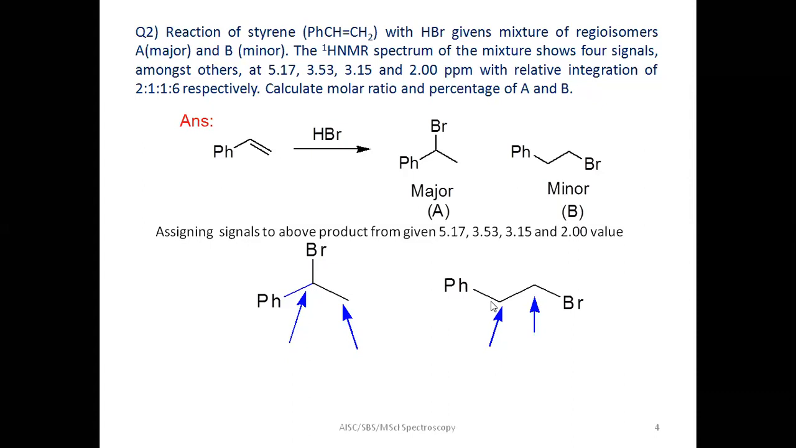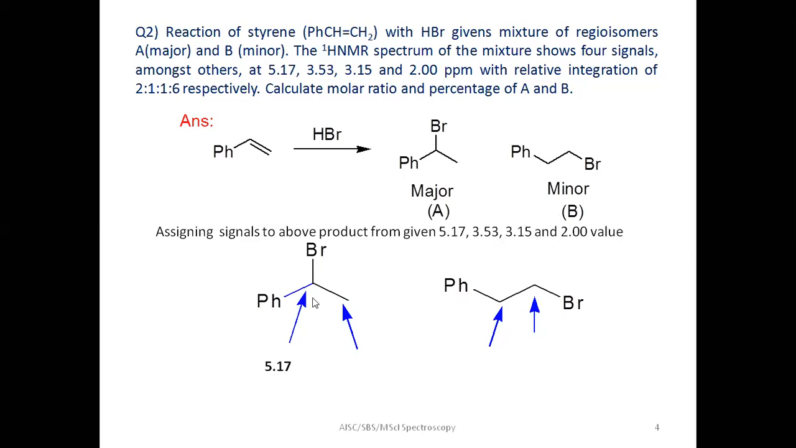Now in the other case, one CH2 is attached to aromatic and the other CH2 is attached to Br. If it is attached to Br, its value is in the range of 3 to 4 delta, and it is also attached to Ph. If CH2 is attached to Ph, its value is more than 3.4 delta. So definitely 2.00 is not in the second, minor product, it is going to CH3, and the other two values go to CH2 and CH2. Bromine is withdrawing, so it has more delta value, and the other is attached to Ph, so it has less than that.